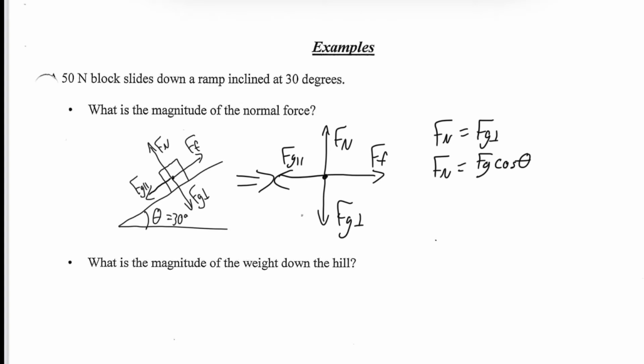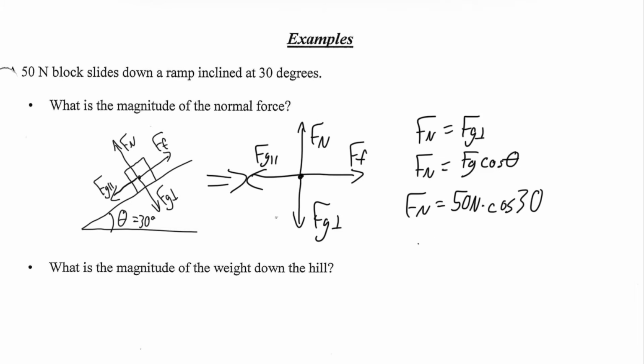And we can plug in our values. So it tells us it's a 50 Newton block, so we know that's going to be our gravitational force times cosine 30. So now we want to take our calculator and plug this number in and see what we get. All right, so we get that our normal force will be equal to 43.3 newtons.